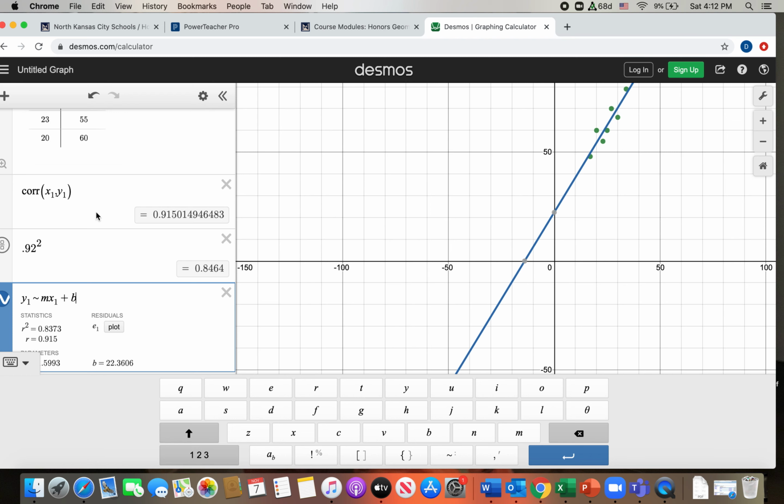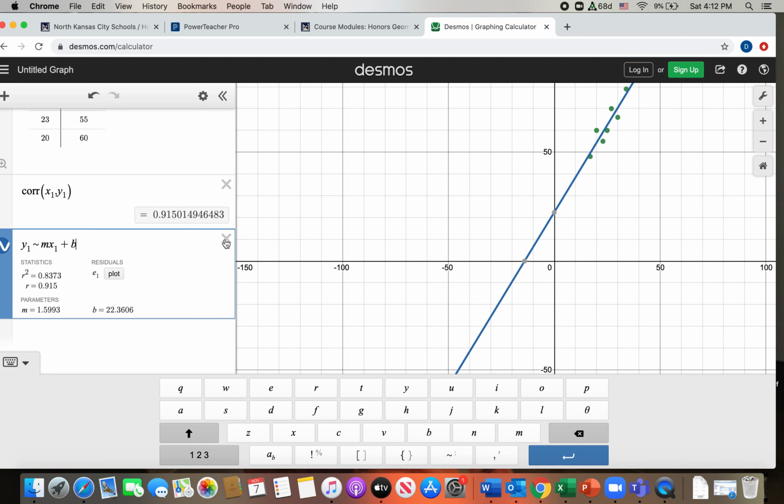So we didn't even have to do this part. It gave us more precise values. We could have skipped it because they give us r squared and put it on the plot. So there you go for the least squares line.